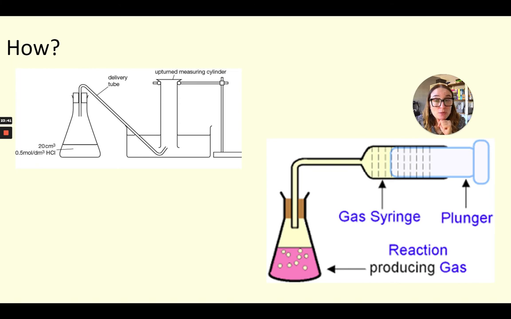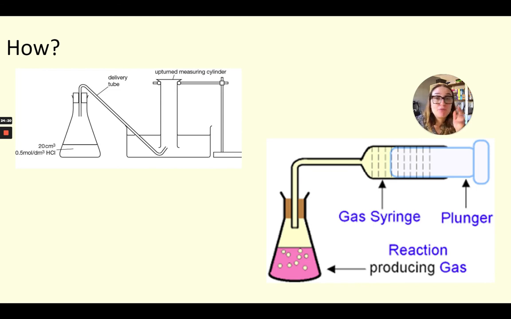So the first way, on the top left, is you can use a delivery tube and an upturned measuring cylinder to catch and collect a gas that's made in a reaction. We can look at how much gas is made in a certain amount of time, or we could try and obtain a certain amount of gas and see how long it takes to get there. The diagram on the bottom right is basically the exact same idea, only this time, rather than your delivery tube taking you to an upturned cylinder, you attach a gas syringe. And what a gas syringe does is it collects the gas and the plunger is pushed out as more gas is collected. And you can read off the amount of gas.